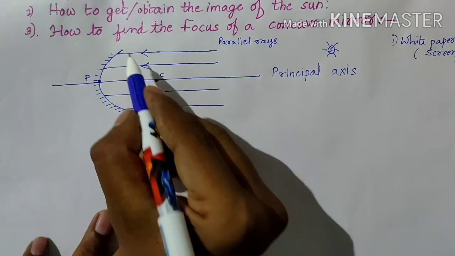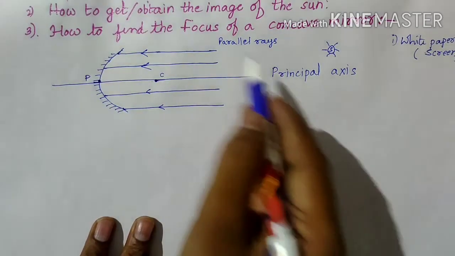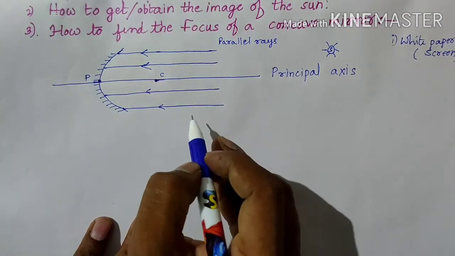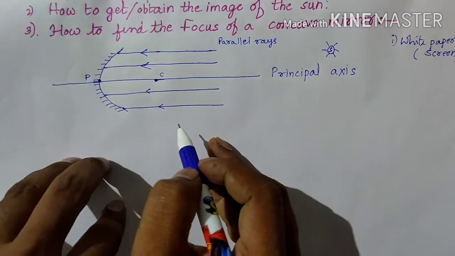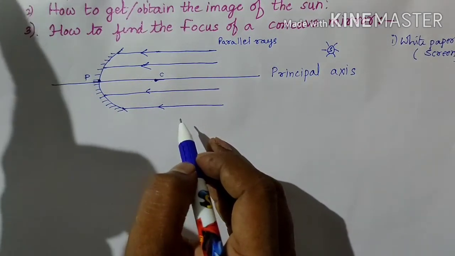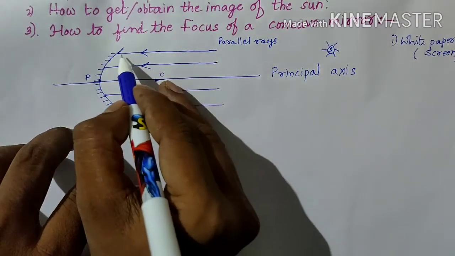So now let us see. This is the whole experiment. Now we will discuss this experiment with the help of a ray diagram. Here I have taken some parallel rays that are coming from the sun. You know that every parallel ray will get reflected. So here I have taken this parallel ray.